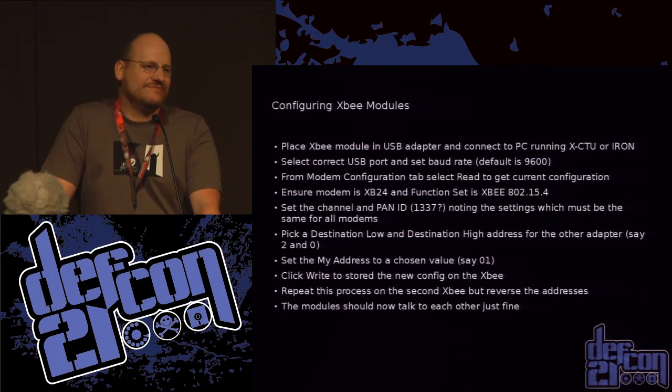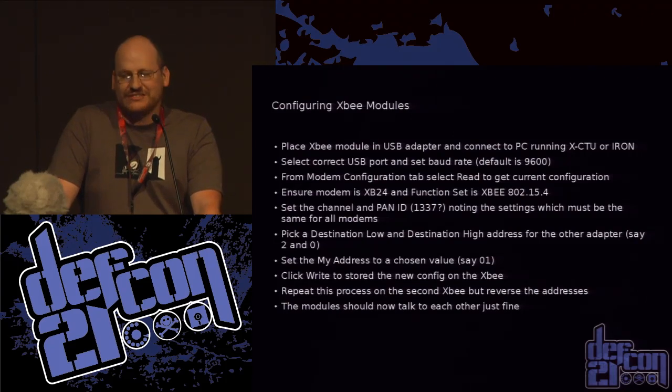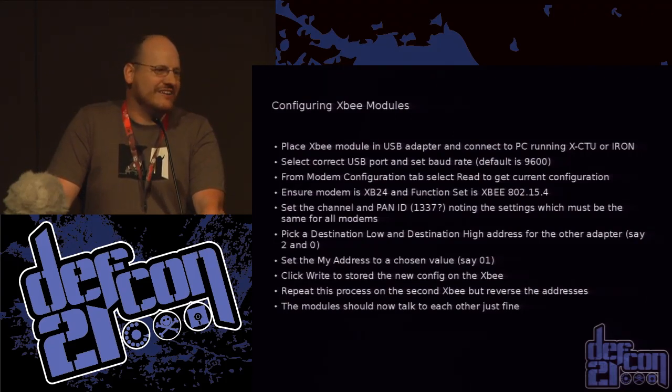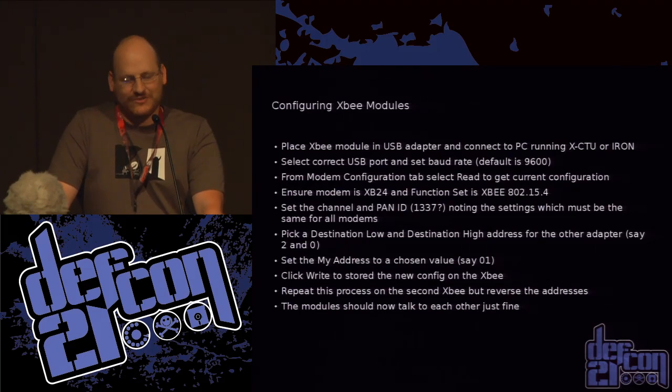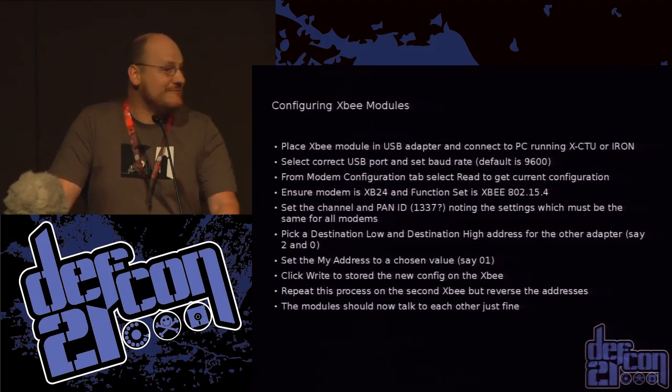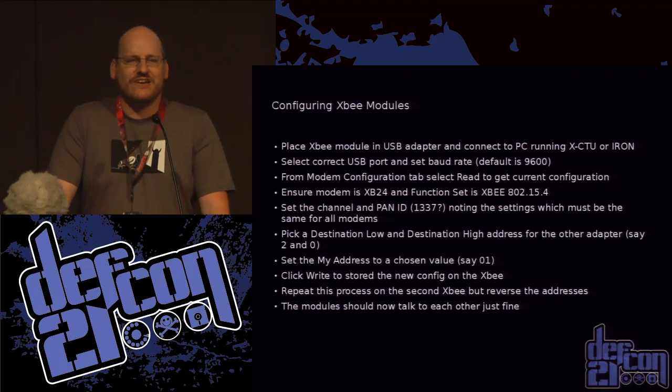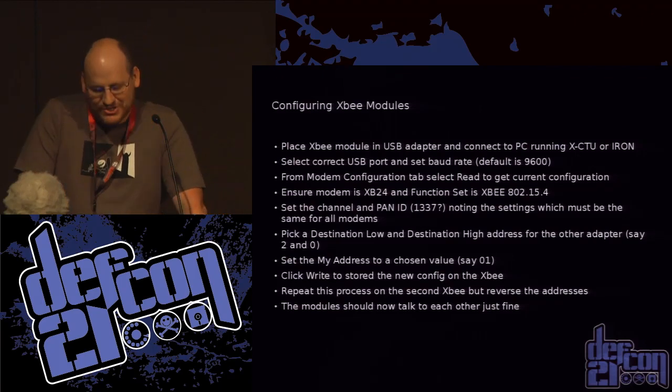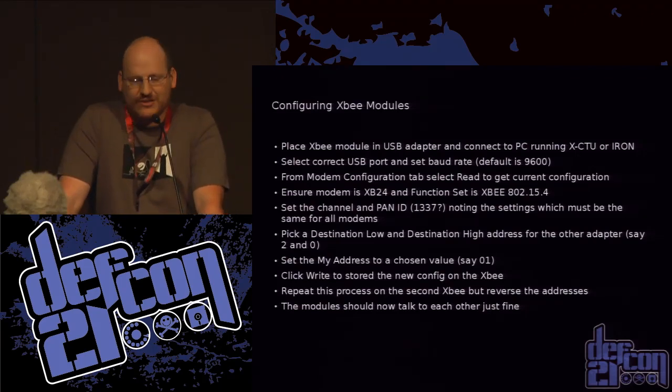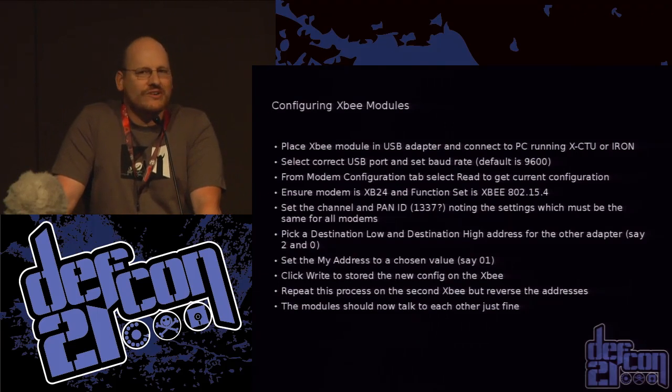You set the channel. And you also set something called a PAN ID. Right? You can choose something great like maybe, I don't know, 1337. You probably wouldn't go with the defaults, but you can change it. And you pick a destination low address and high address.